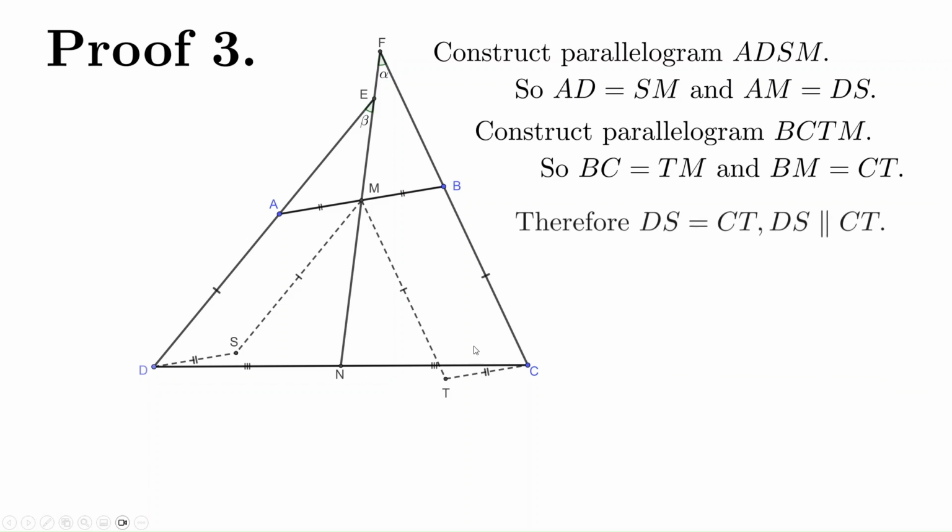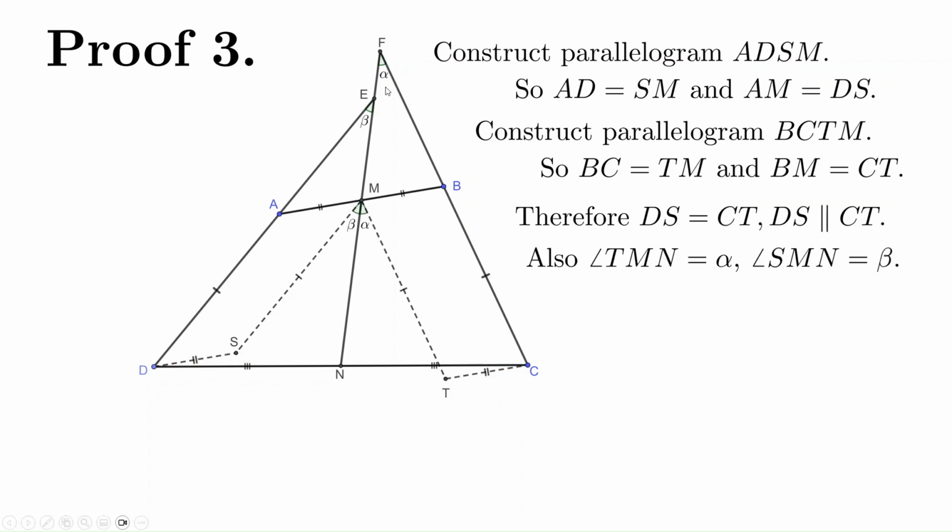As a result, DS equals AM, which is equal to BM, so equal to TC. Moreover, these two segments are both parallel to AB, so they are parallel to each other. So you can see alternate interior angles are congruent, which will be used later. Also, the target angles are both transitioned to the vertex at M.